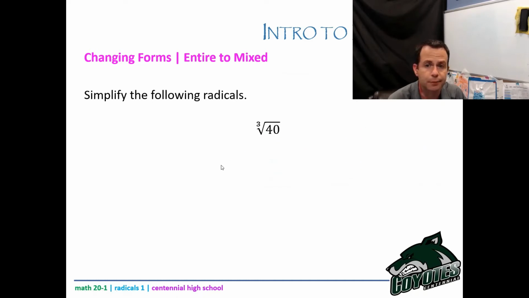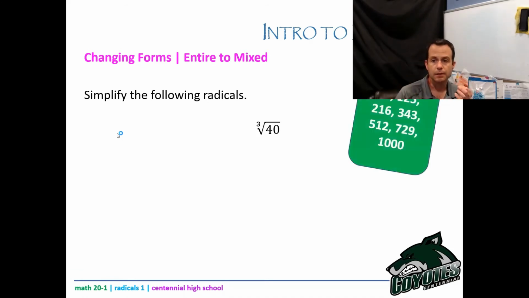Okay, then if we try the cube root of 40, same process, different list. Now instead of looking for perfect squares, I'm looking for a perfect cube. So you want to think about 2 cubed being 8, 3 cubed being 27, 4 cubed being 64, 5 cubed being 125, and so on. I've got 6 cubed, 7 cubed, 8 cubed. I go all the way to 10 cubed in that little box.